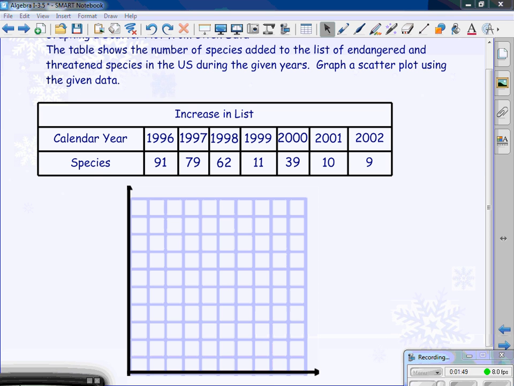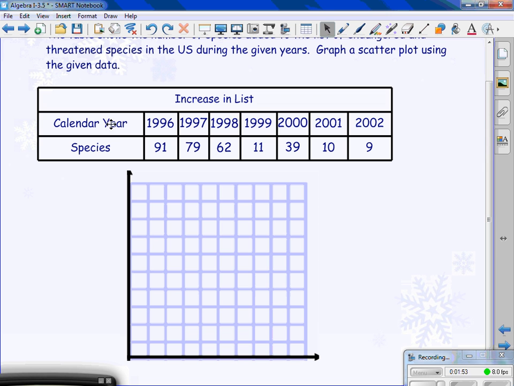Now to graph this. On the bottom I have, or actually if this was a normal table, what value would this be? X's are on top, Y's are on the bottom. X's are usually time. So this is years. On the left is going to be your species.